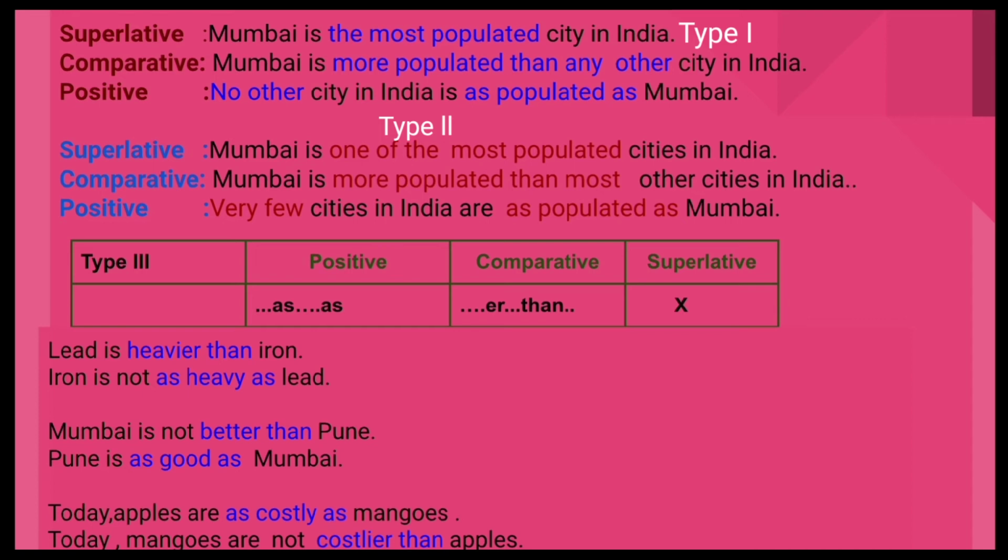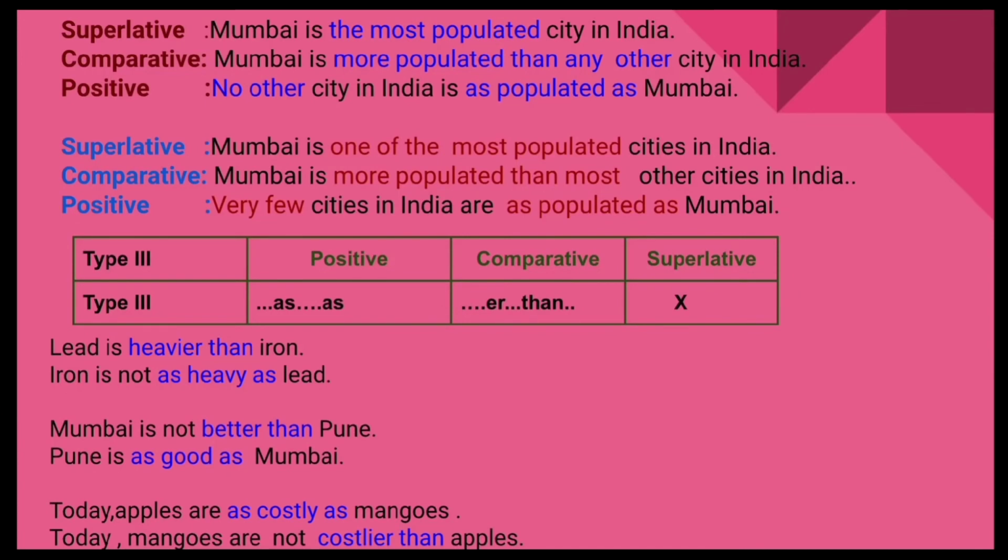Instead of any other, now we will use most other. Mumbai is more populated than most other cities in India. And in positive degree, we are going to start with very few. Very few cities in India are as populated as Mumbai. I hope all these two types are clear to you.